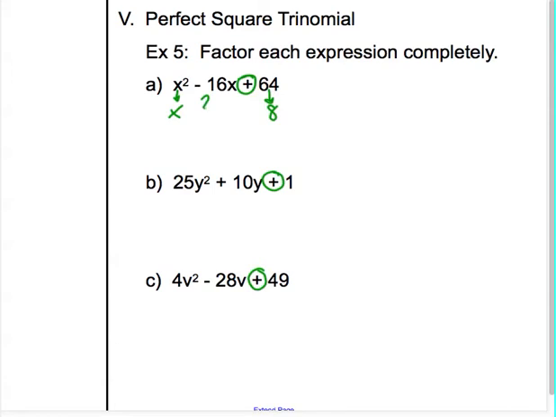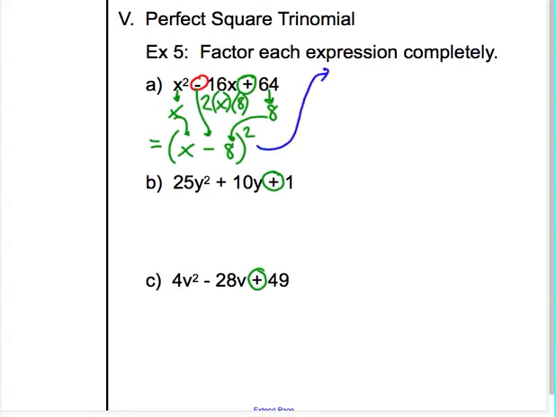So we use those to check our middle term to see if the pattern holds. We always need a 2, because we have 2 of the same thing when we multiply it out, multiplied by the square root of our first term and the square root of our last term. So 2 times x times 8 does give us 16x. And then this sign right here will be the sign in our binomial. So when we factor this, we get the x minus 8 squared.